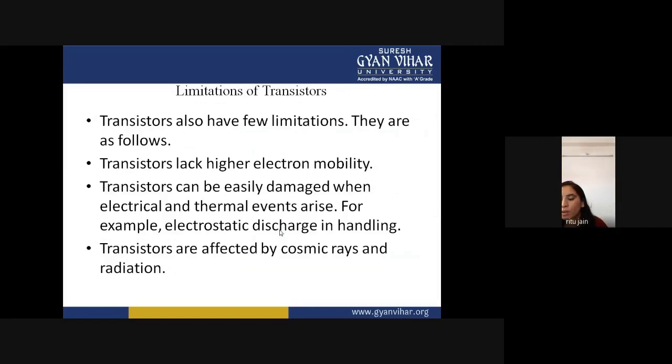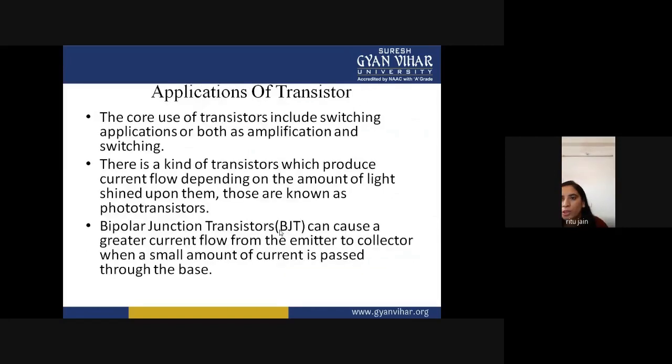Now we will discuss the applications of the transistor. The core uses of a transistor include switching applications, or both amplification and switching. A second application: there is a kind of transistor which produces current flow depending on the amount of light shined upon it. Those are known as phototransistors.